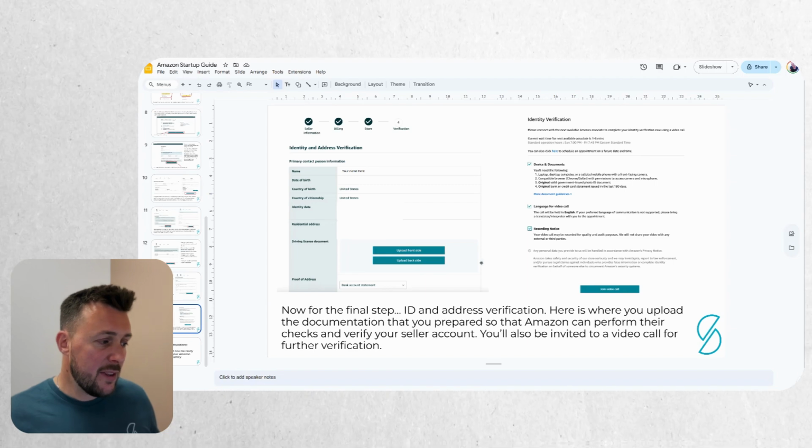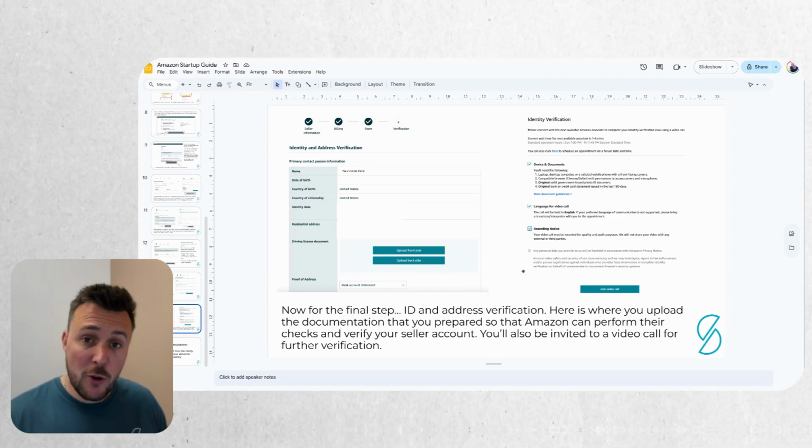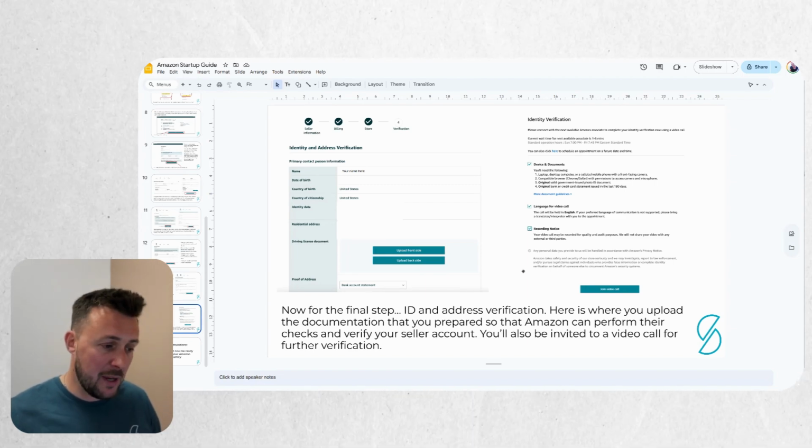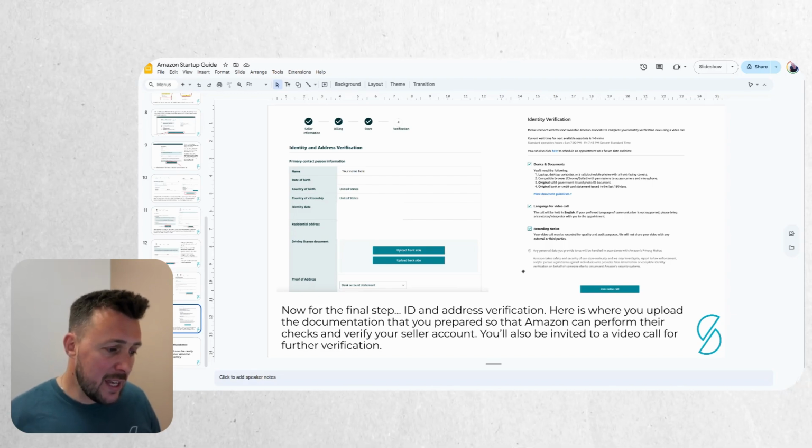Now here, this is where they want you to upload a photograph of your ID. So provide a picture of both the front and the back, submit it, and then they're going to invite you to join a video call to verify.